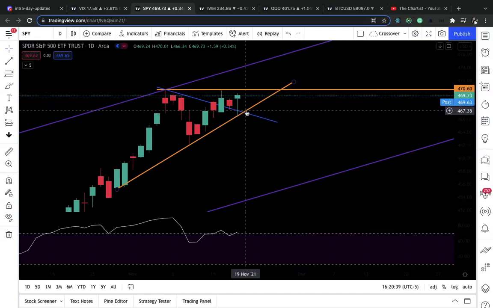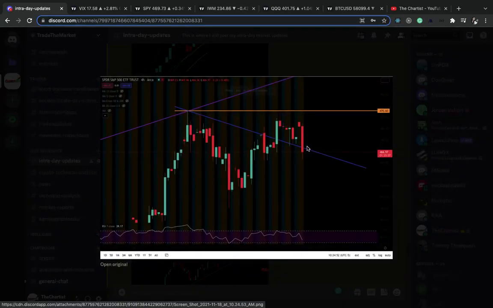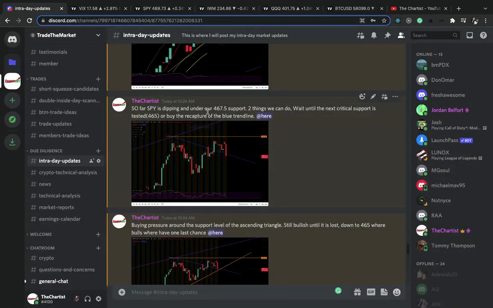Okay? So, of course, I gotta have my members back. I gotta have their back. So I said right here, 10:26 a.m., when the SPY, as you can see in this chart, broke below the blue resistant line. I said, so far SPY is dipping and under our 467.5 support. Okay, by this point I didn't even get a chance to enter. Many of my members didn't even get a chance to enter because it moved so fast.